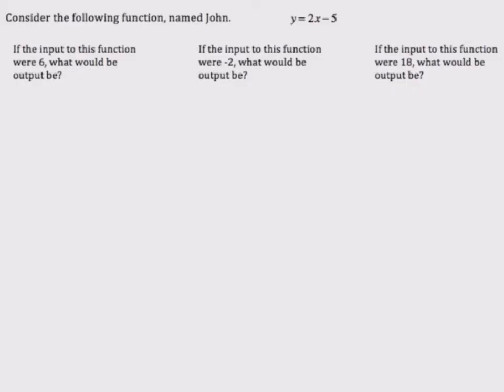Alright, let's consider the following function named John, and we have an equation for this function. The output equals twice the input minus 5, or y equals 2x minus 5. And in front of us we have three questions, and all we're asked to do is to find the output to this function if the input were 6, if the input were -2, and if the input were 18.